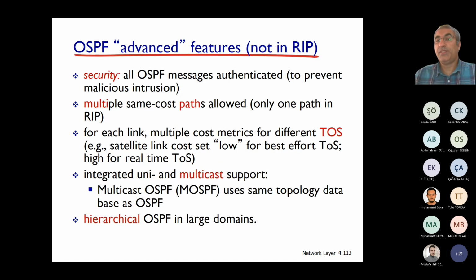There are some advanced features that are not in RIP. One of them is security. In OSPF, all the OSPF messages are authenticated so that we can prevent malicious intrusion threats. Multiple same cost paths are allowed. In RIP, only one path is allowed. In this case, multiple same cost paths are allowed. For each link, there are multiple cost metrics for different TOS.